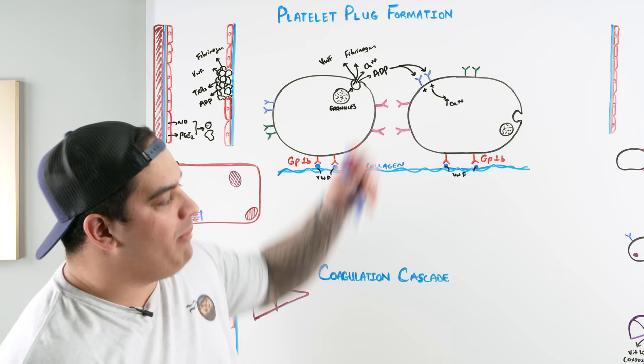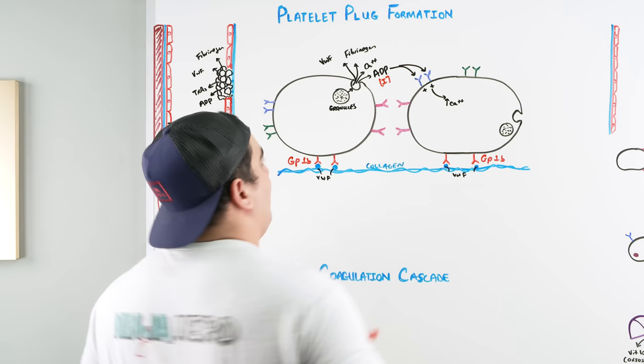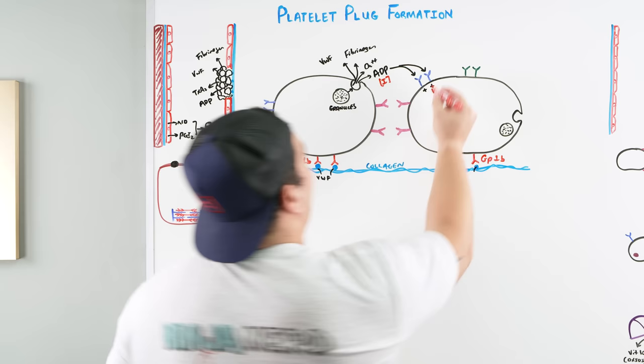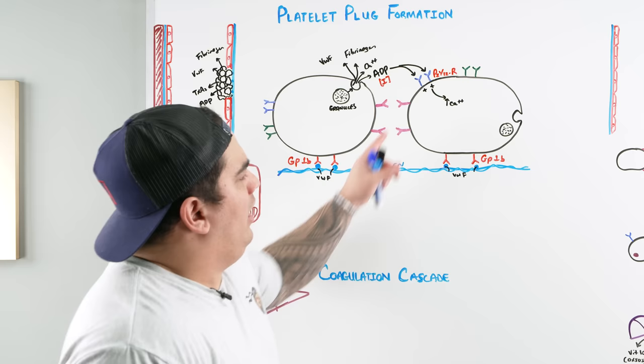So I'm going to put a little Roman numeral one here, that this is one specific target of antiplatelets, okay? So ADP binds onto these ADP receptors. You know what else we call these receptors? We call them P2Y12 receptors. What are they called? P2Y12 receptors.